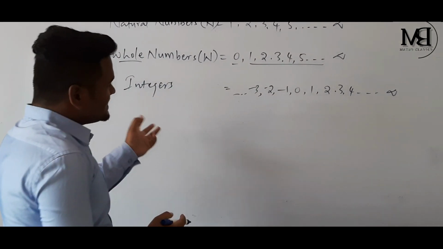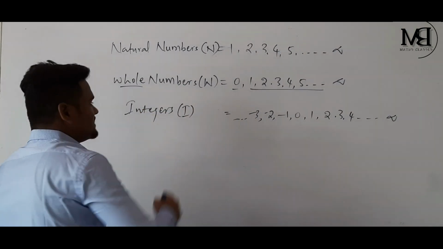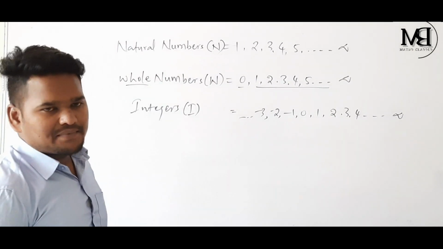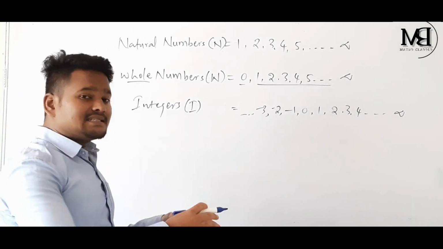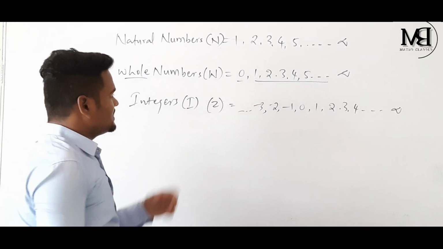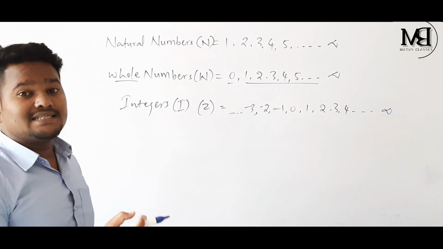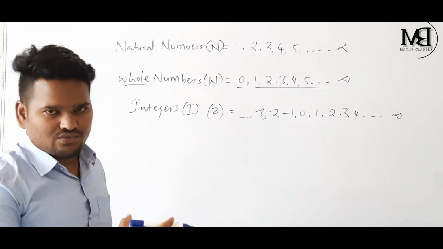Integers. And see children, these integers are denoted by capital I. And these integers are also denoted by capital Z. Then what about this Z? Z comes from the German word Zahlen, which means to count.